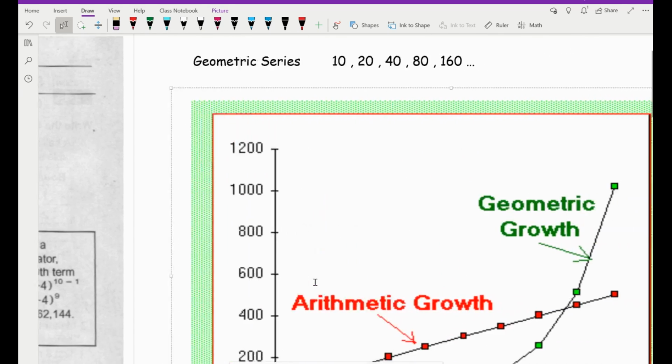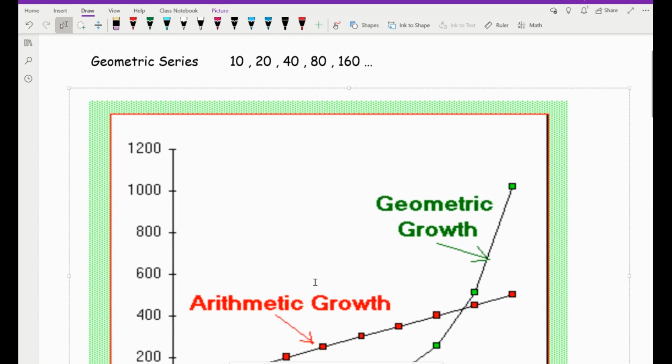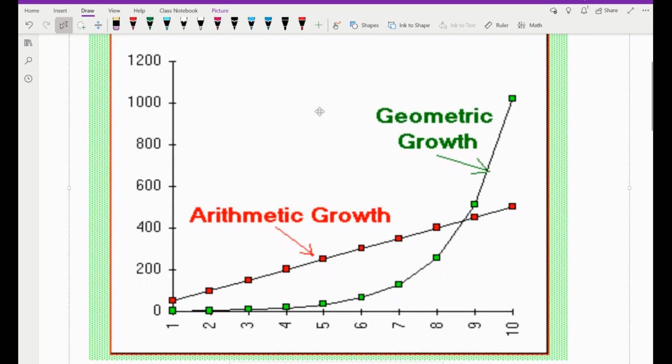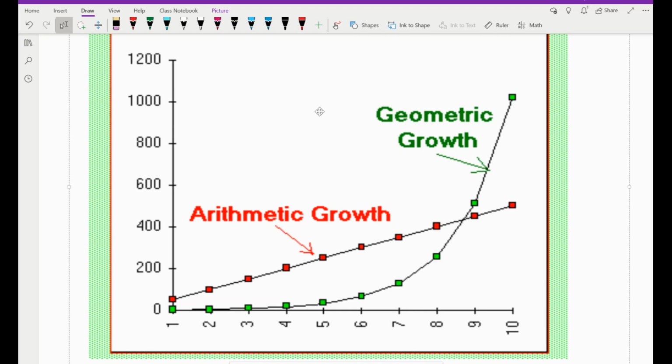I have another graph here. Just look at an example of a geometric series where the numbers increase by a common ratio. If you look at the geometric series here, I have 10, 20, 40, 80, 160. Each time they're doubling. And here's an example of a graph of arithmetic growth, and we see geometric growth. So geometric growth started off below the arithmetic, but then it eventually passes it.